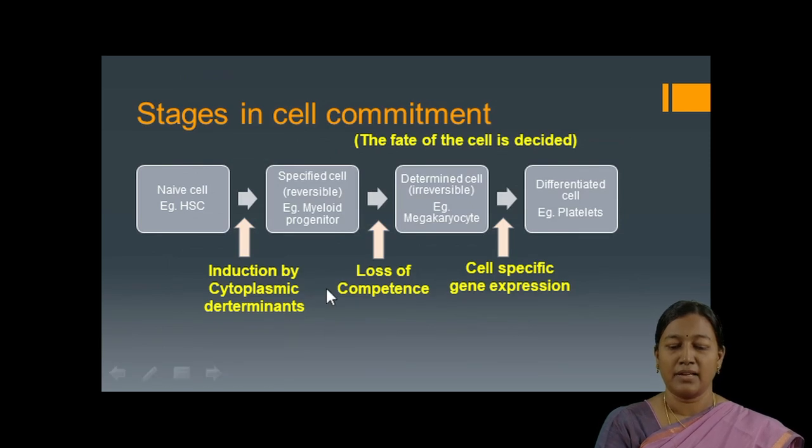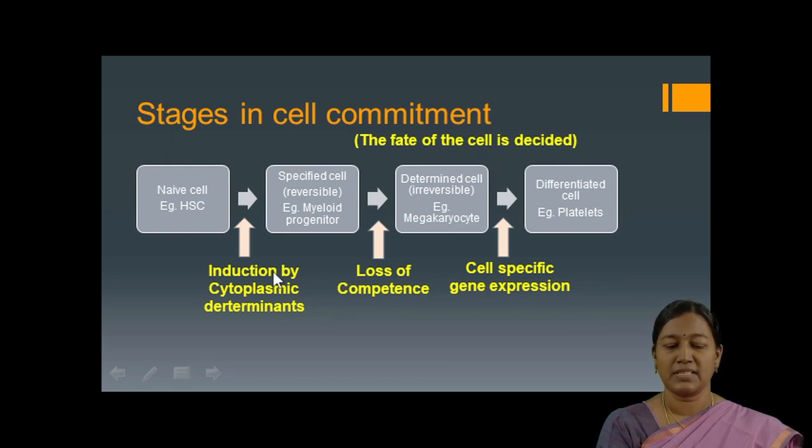And then another few terms we are going to see in the different stages of commitment. So first we see what is commitment. Commitment means the fate of the cell is decided. Some cells will become the nerve tissue, some cells will become the heart tissue. So what is the cell going to become? That is the commitment of the cell. Commitment means the fate of the cell is decided.